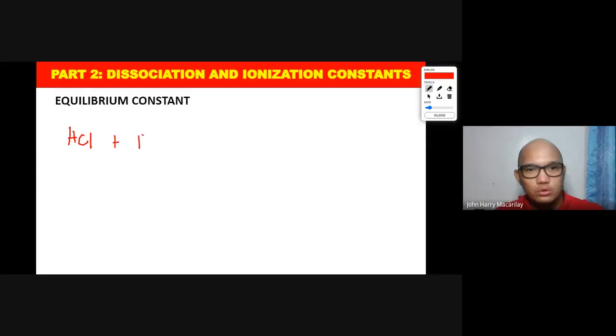So for example, let's have the hydrochloric acid a while ago. You have your hydrochloric acid in an aqueous solution, which will ionize into a hydronium ion plus a chloride ion.